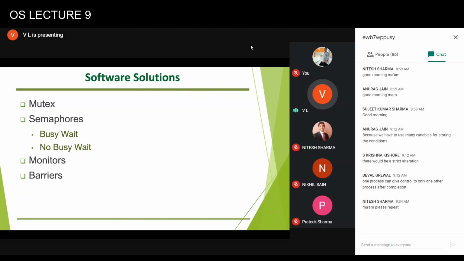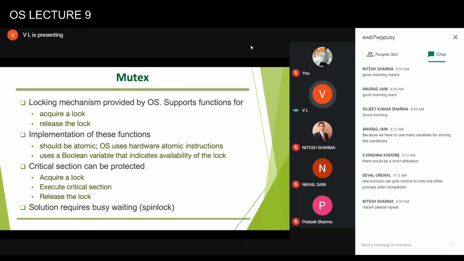So software solutions are in terms of mutex, which is short for mutual exclusion, semaphores, which could be busy wait or no busy wait, monitors, and barriers. So today we'll be discussing mutex and semaphore.